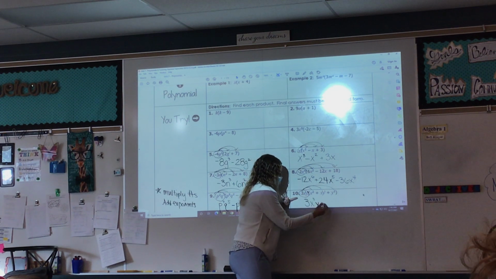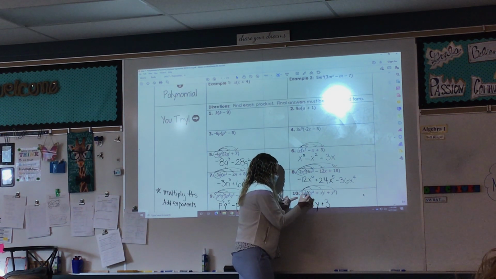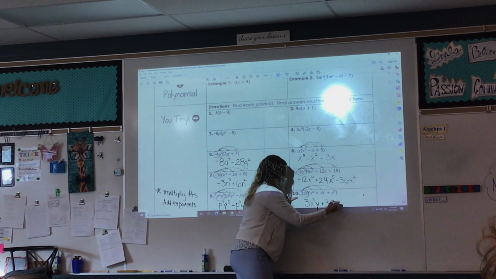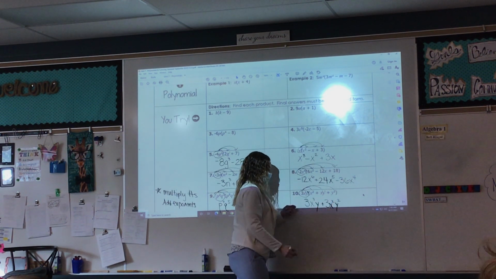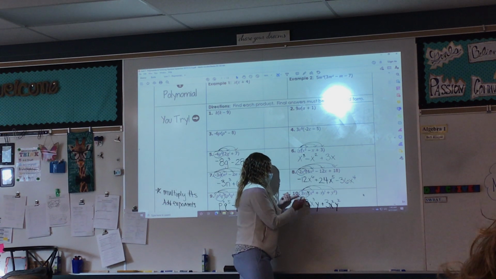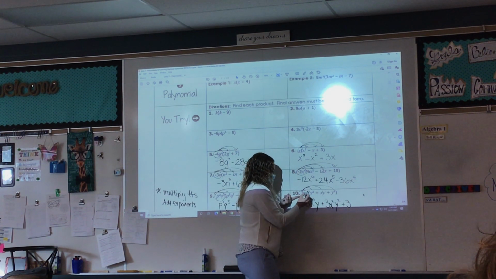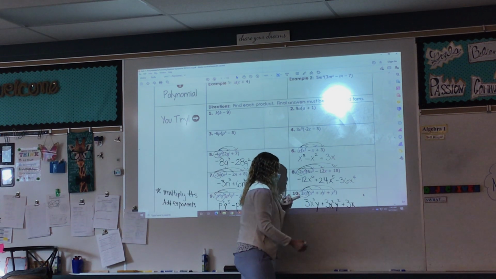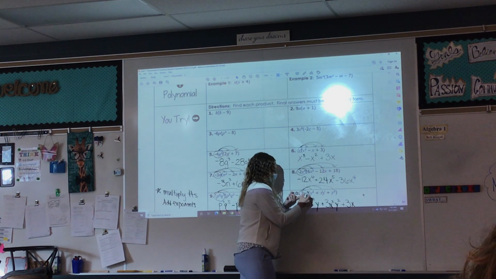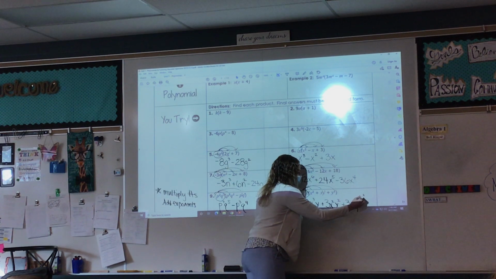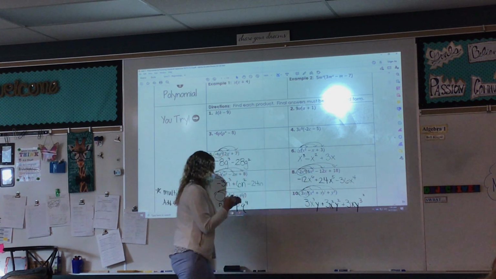3 times 1 again is 3. Add x times x, which will give me x squared. Y times y, which will give me y squared. Then off to the end. 3 times 1 again is going to give me that 3. There's no x over here, so I'm just going to bring down the x from the monomial. And then y times y squared will give me y to the third power.